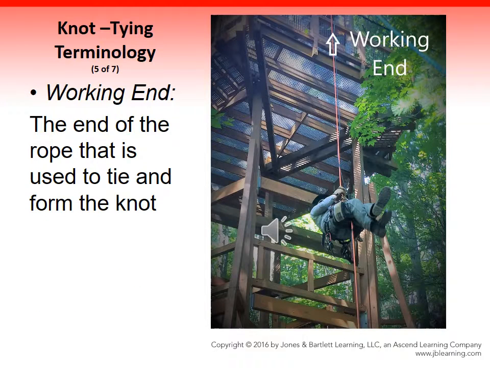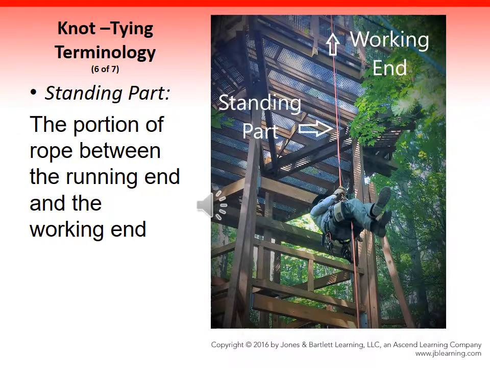In the next several slides, we're going to go over the working end, standing end, and running end of the rope. In this illustration, the working end is pointing towards the top of the rope. At the top of the rope is where the knot is attached to the anchor. The knot is going to be the working end. The standing part of the rope is the part not active in knot tying. It will be between the working end and the running end.